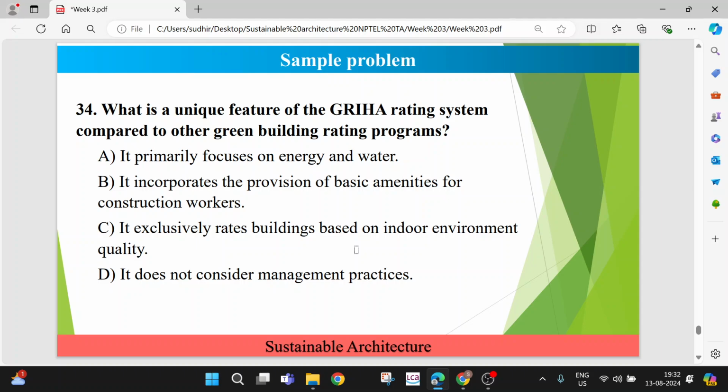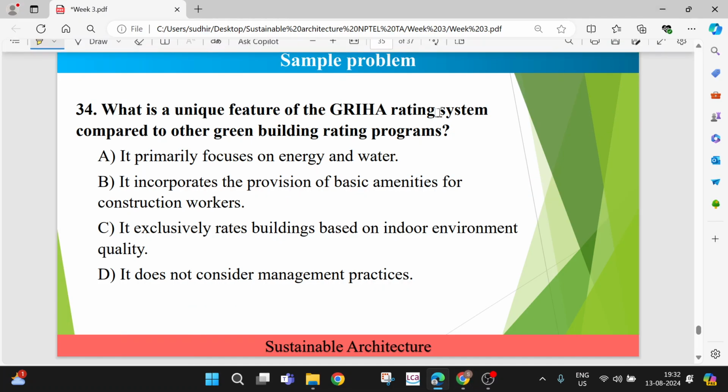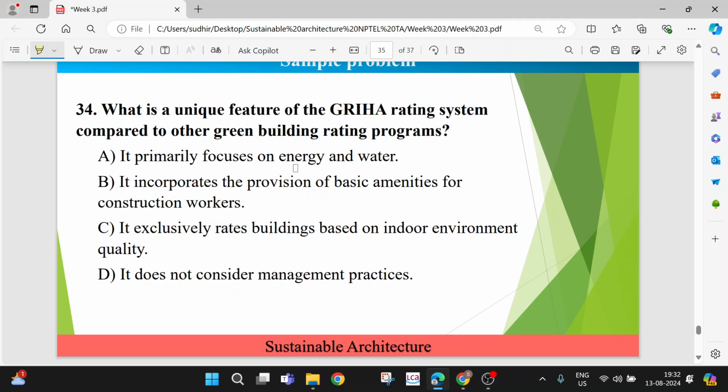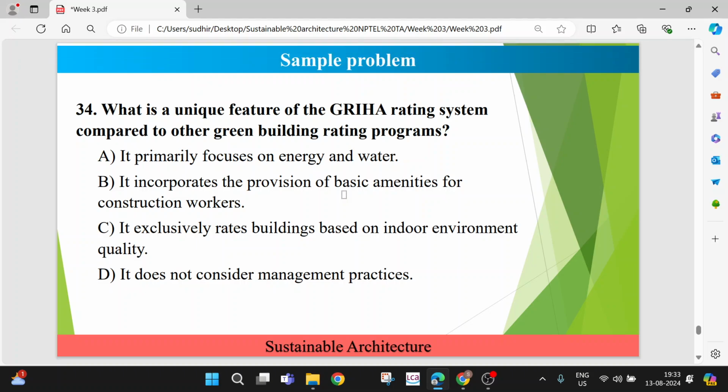Option C. Option C is not the right answer. So is it option A? Sir, it's option B. Option D, Divya is absolutely right. It's option B for this particular Griha rating system.